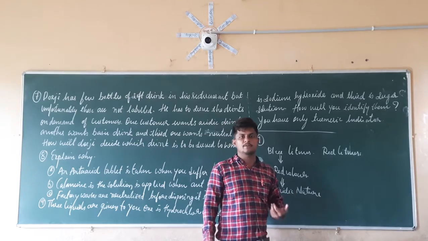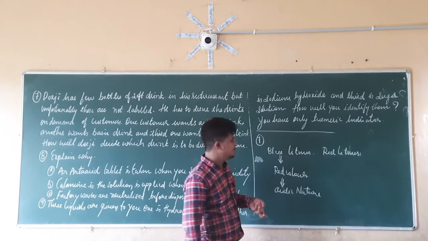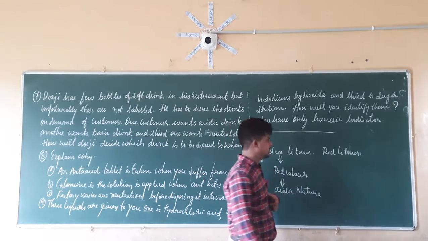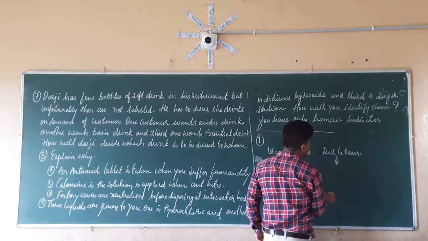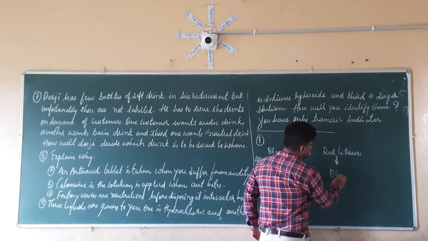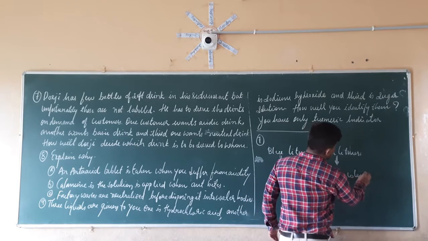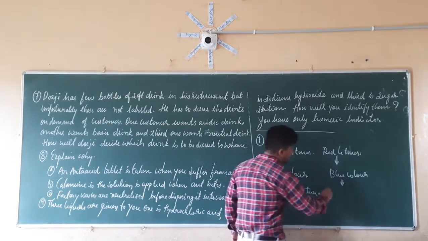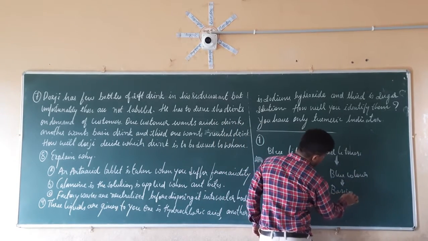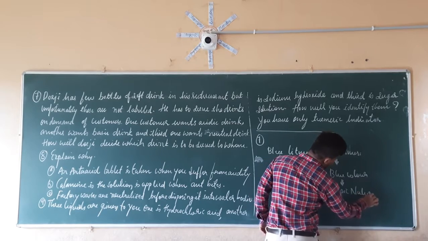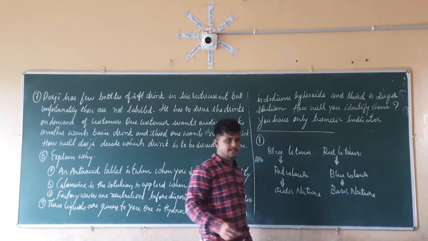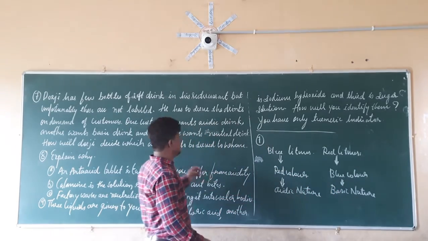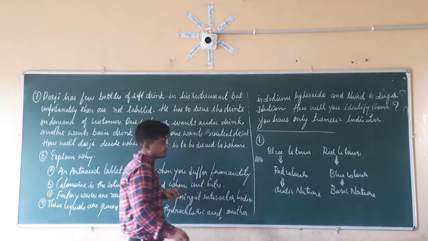Now when he puts a few drops of another soft drink, if that soft drink changes the color of the red litmus to blue, then we can say that this medium is basic in nature. So this drink he is going to give to customer number 2.